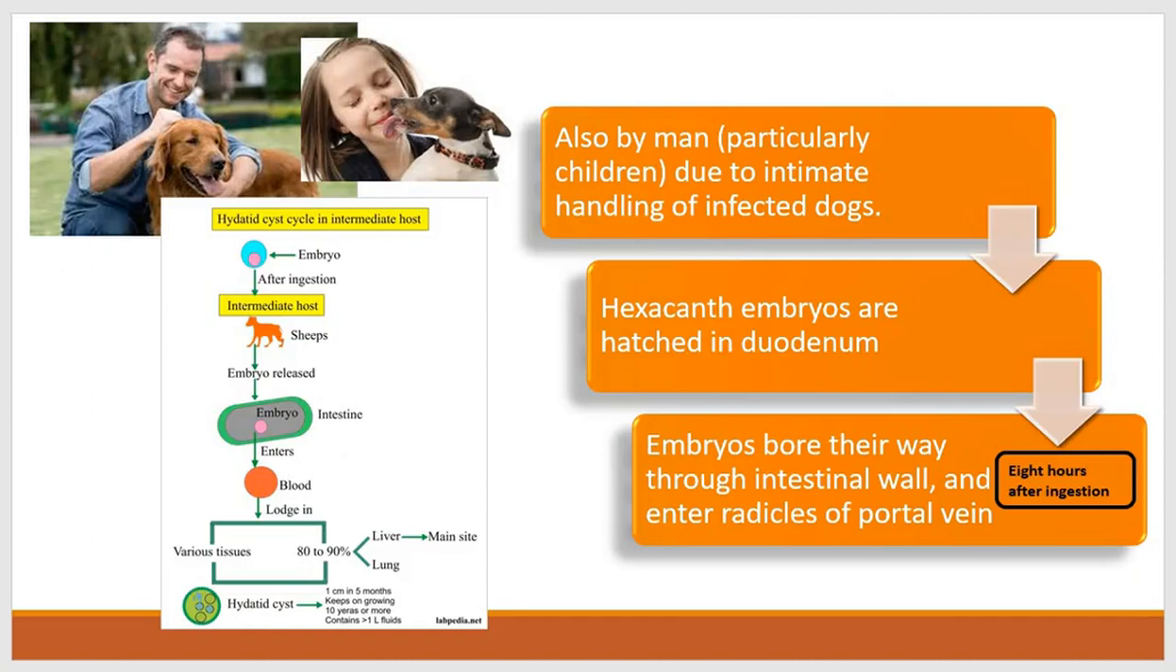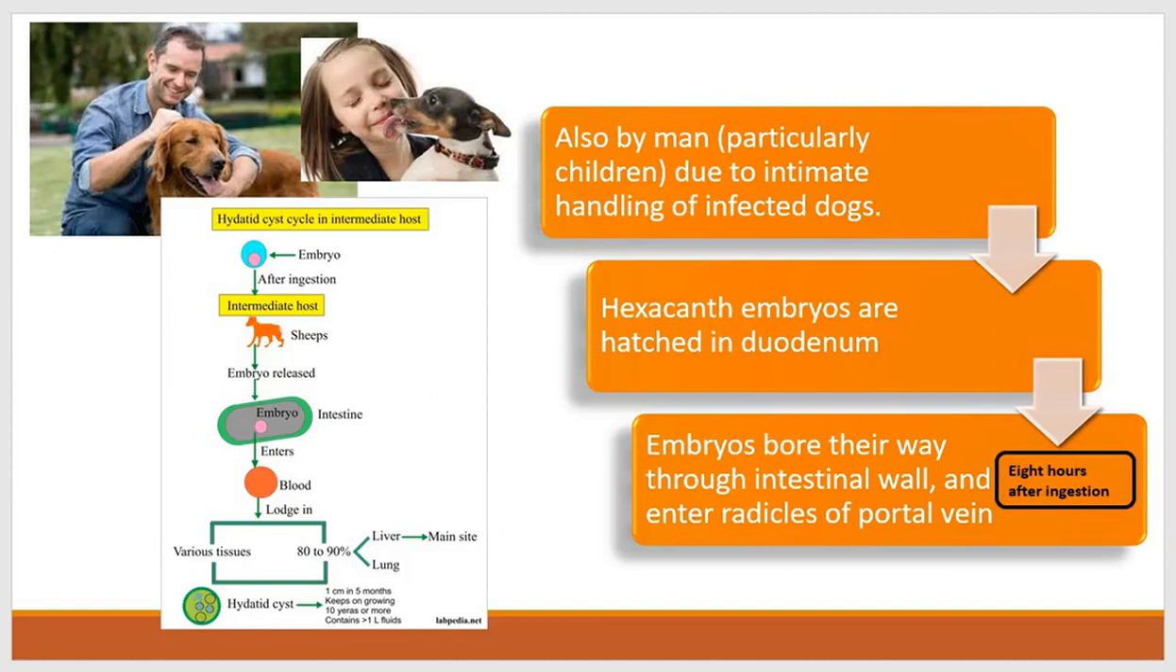So when man comes in contact with infected dogs due to intimate handling, particularly children, because children are more playful with the dogs actually, the eggs enter the alimentary canal, and the hexacanth embryos are hatched in the duodenum. Then the embryos bore their way through the intestinal wall and enter the radicles of the portal vein of the liver. Okay, this occurs 8 hours after ingestion.